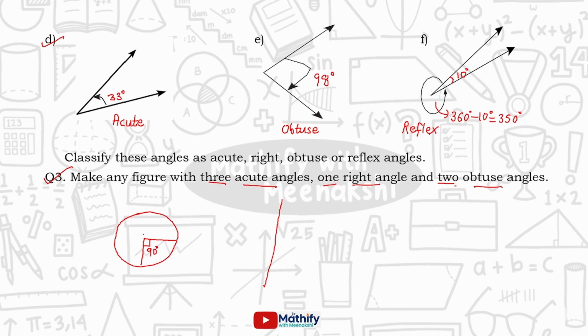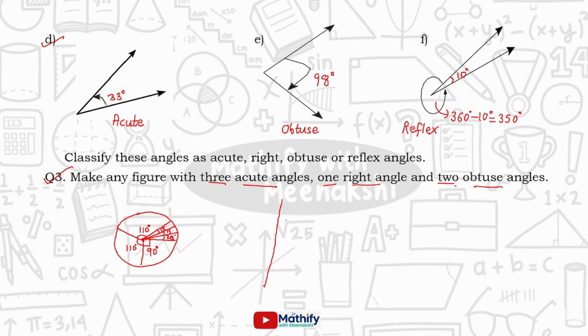Now 2 obtuse, that means more than 90, so just draw a little more than 90. You can say this angle is 110, and similarly one more angle more than 90, let's say again 110. Now it's 310, so that means the remaining one is 50. We have to divide this 50 into 3 acute angles. I will take 15, 15 and 20. So one figure is an easy one, where you draw a circle and then divide it into parts.